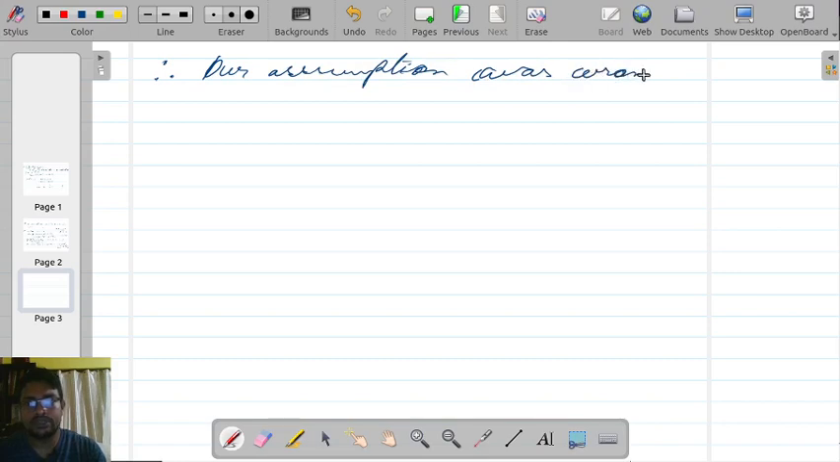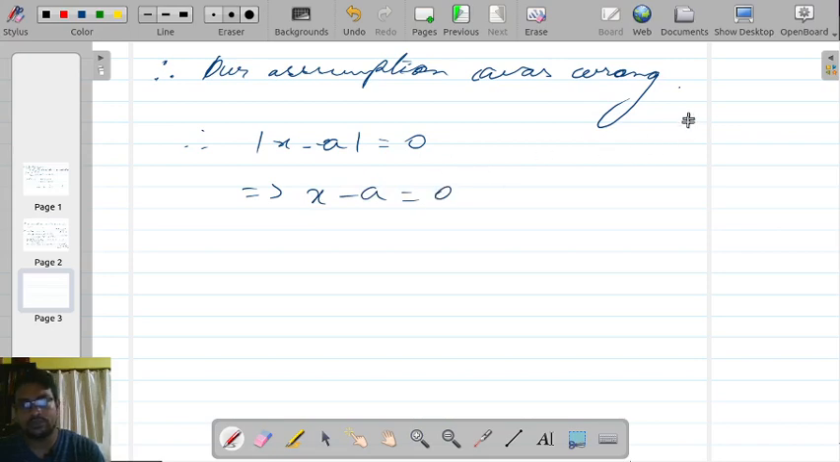So that means mod of x minus a has to be equal to 0. So this means x minus a equals 0. Okay, this follows from the definition: mod a equals 0 if and only if a equals 0. So from there we can write x minus a is equal to 0, that is, x equals a.